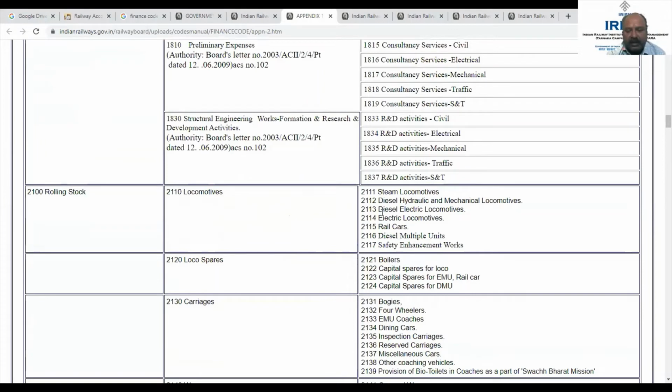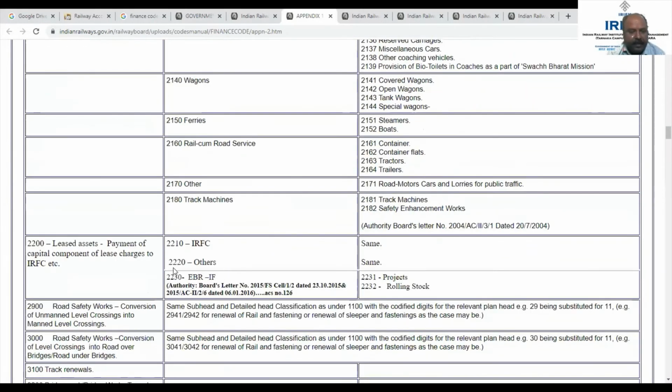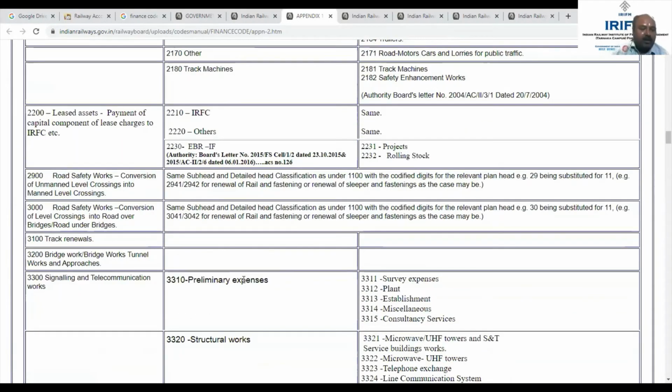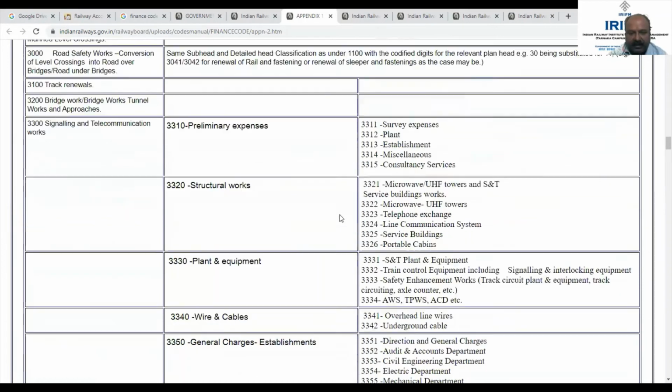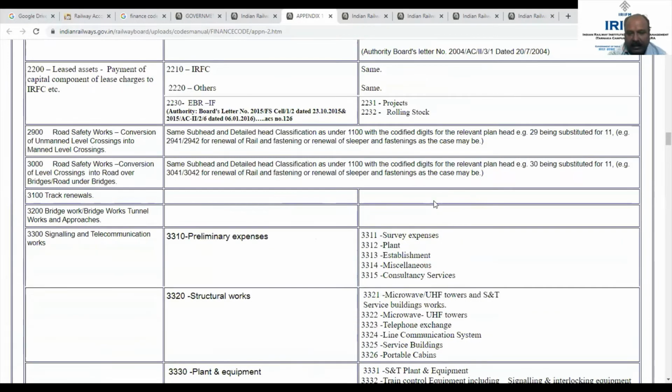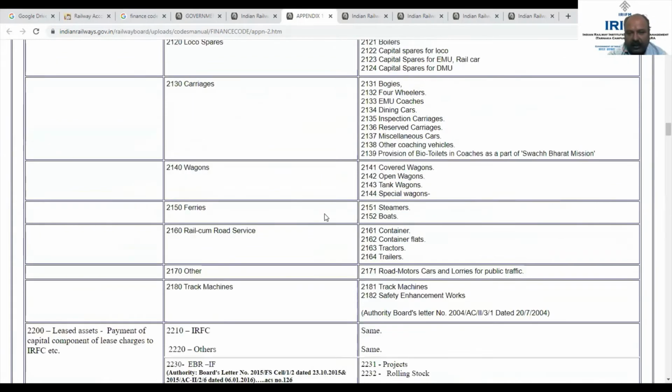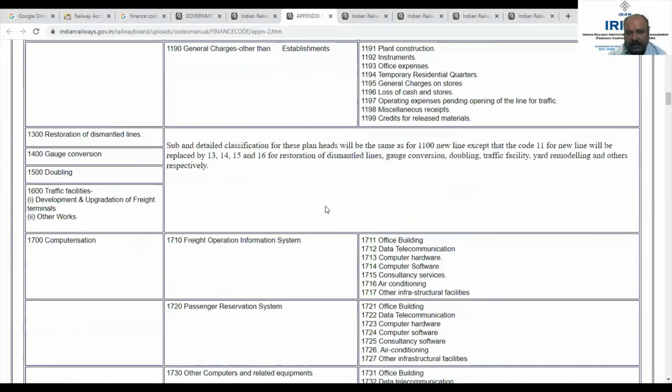It is the same for 1100. This 2100 also has separate locomotives, loco spares. This is the leased payments, IRFs and others. And EPRIF is recently introduced, that is 2231, 2232. This is the road safety works. This is only for level crossing. And 3000 is the ROB and RUB. SLT has separate detailed heads. Wherever this subhead and detailed head is not there, you have to refer to the 1100 new lines subhead and detailed head.